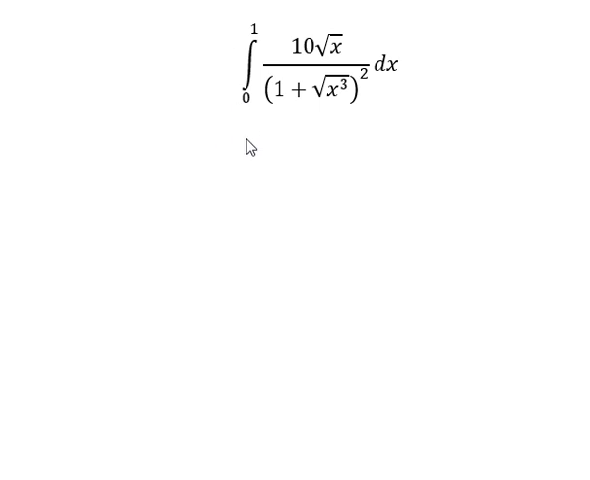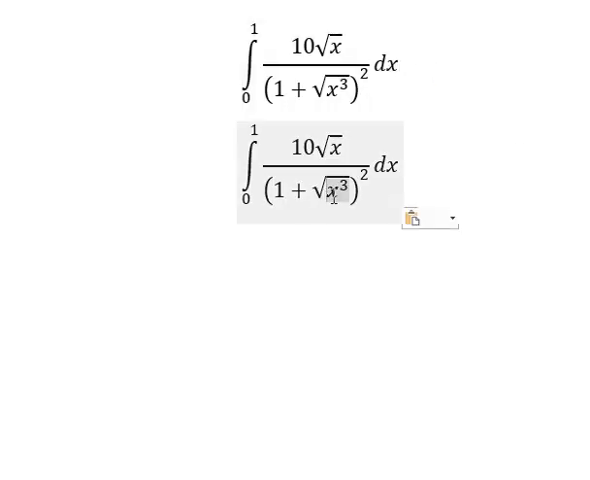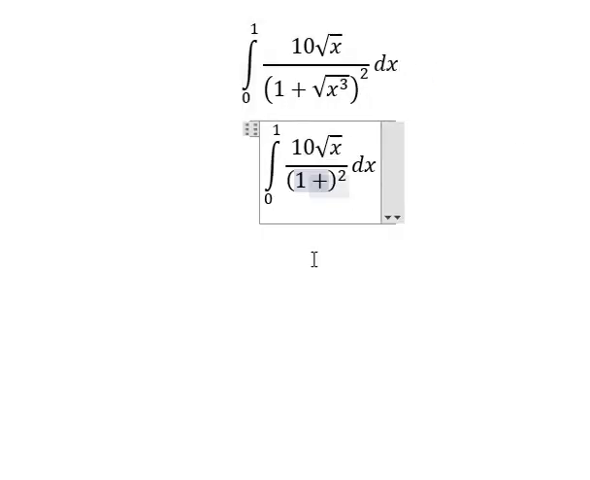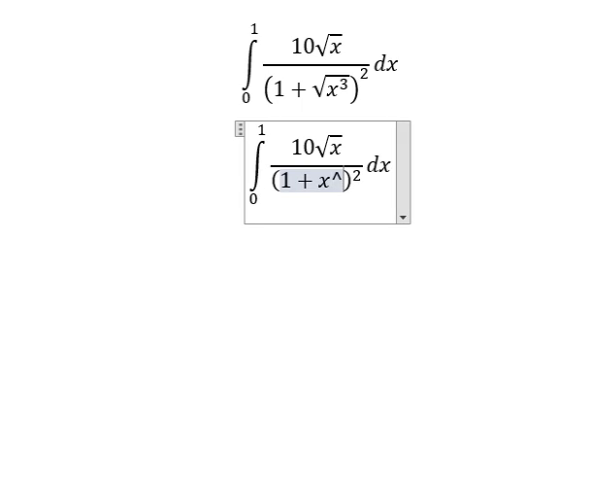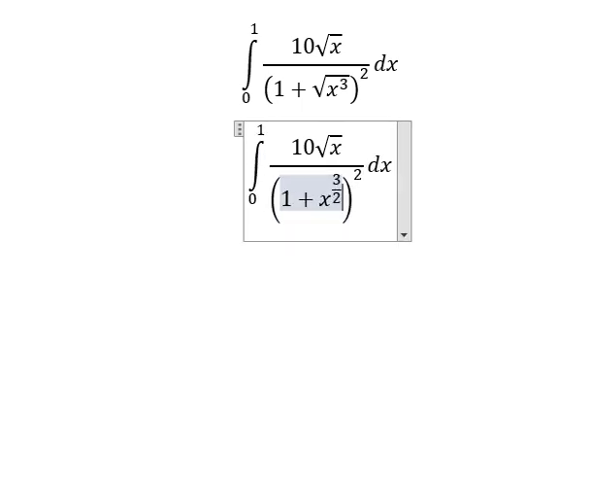So now I want to show you how to answer this one that is about x to the power of 3 over 2, and this one that is about x to the power of 1 over 2.